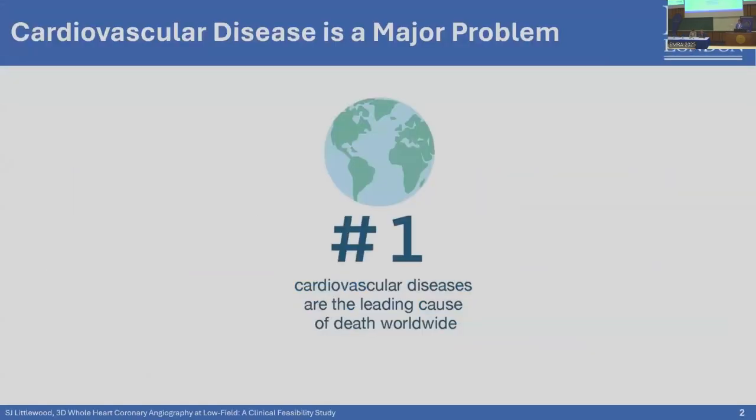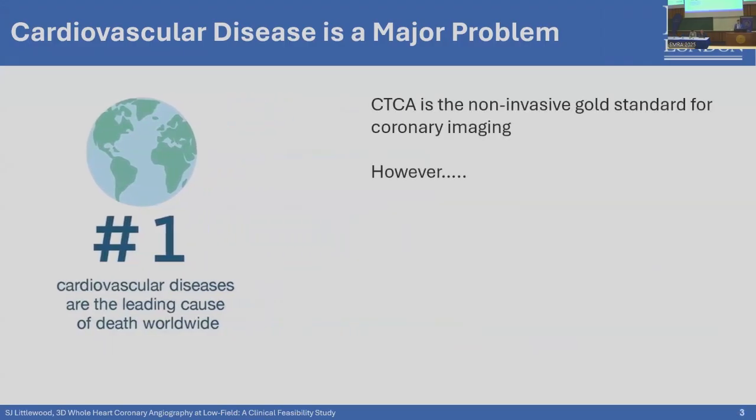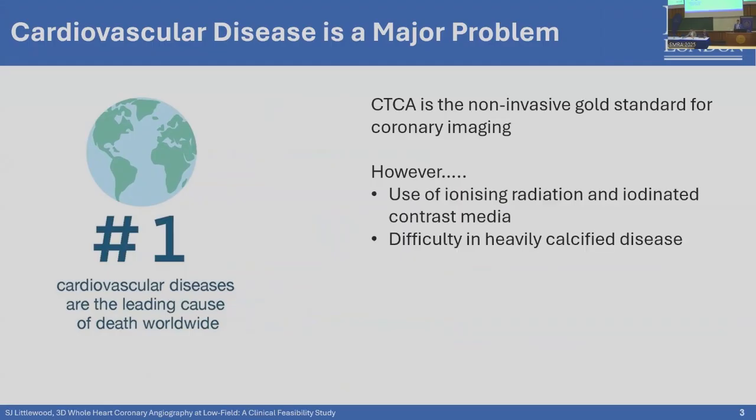So we know that cardiovascular disease is a major worldwide problem. And for coronary imaging, as we heard a lot about yesterday, the gold standard for non-invasive imaging is a CT coronary angiogram. However, there are, of course, inherent problems with CT, such as the use of ionizing radiation and contrast media. And it also struggles somewhat in very heavily calcified disease. So MRI offers a potential alternative, and also has the advantages of being able to integrate a complete exam with functional imaging and tissue characterization.